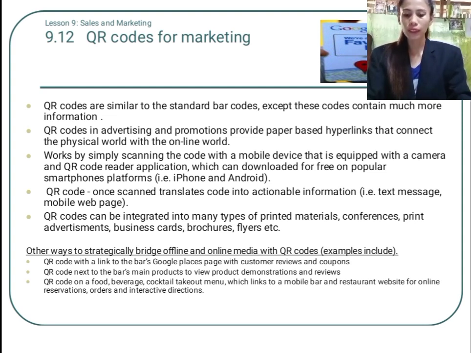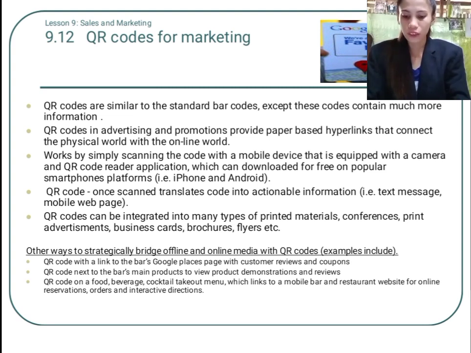QR code, once scanned, translates the code into actionable information like text messages, mobile web page. QR codes can be integrated into many types of printed materials: conferences, print, advertisements, business cards, brochures, flyers, and etc. Other ways to strategically bridge offline and online media with QR codes examples include: first, QR code with a link to the bar's Google Places page with customers' reviews and coupons.